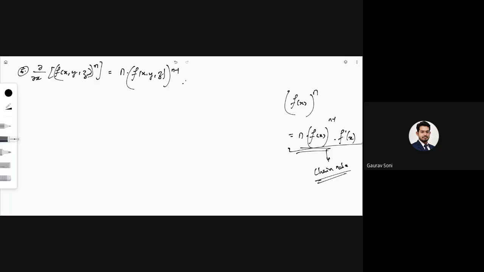By chain rule, I have to take the partial derivative of f with respect to x. Look, whatever I'm writing for x, you can do it for y also. So partial derivative with respect to y of 1 upon f of x y z.